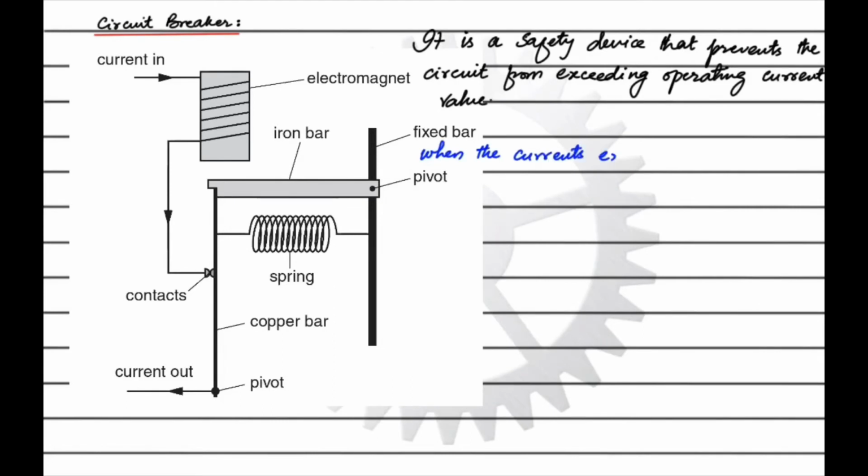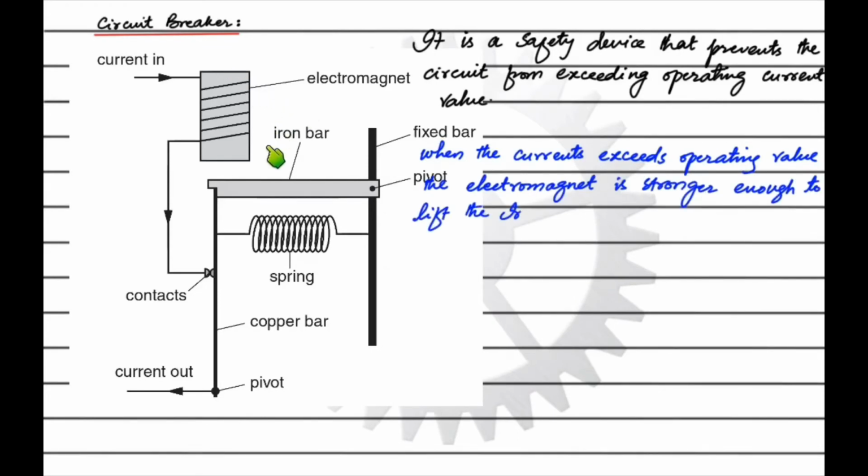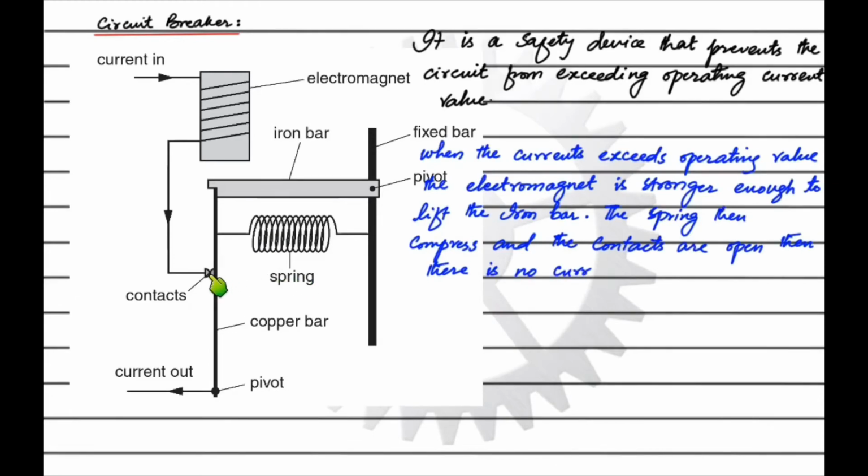When the current exceeds the operating current value, the electromagnet is stronger and lifts the iron bar up. After lifting the iron bar, the spring is compressed, these contacts are open, and there is no current flowing in the external circuit.